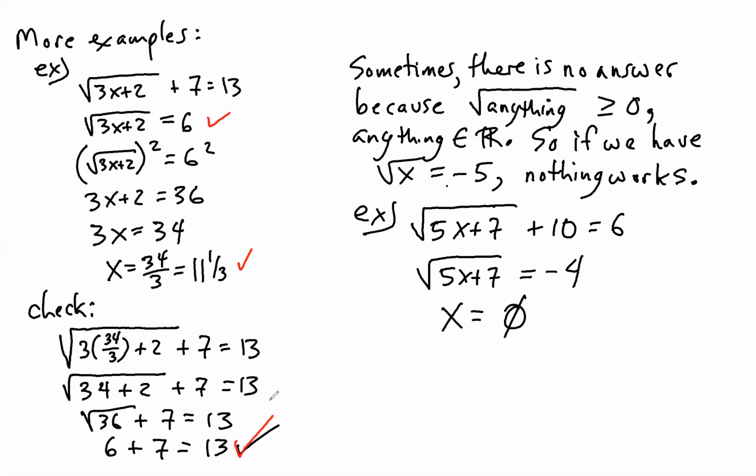Now, sometimes you might not get any answer because the square root of anything has to be greater than or equal to 0, as long as anything is a real number. You'll see in Algebra 2 that when we get into imaginary numbers, that rule can be violated. But for now, we're dealing with real numbers, so everything has to be greater than or equal to 0. So if I have, for instance, the square root of x is equal to -5, nothing's going to work there. That is just not possible. So for instance, if I have radical 5x plus 7, then plus 10 is equal to 6. Take away 10 from each side. 6 minus 10 is -4, and I have a radical that's negative, which means there is no solution.